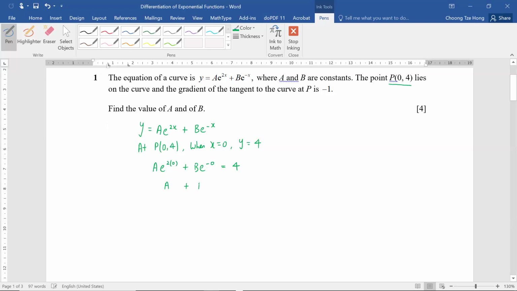So the first equation is actually very simple. It will be a plus b equals 4. This will be equation 1. So I have my first equation.